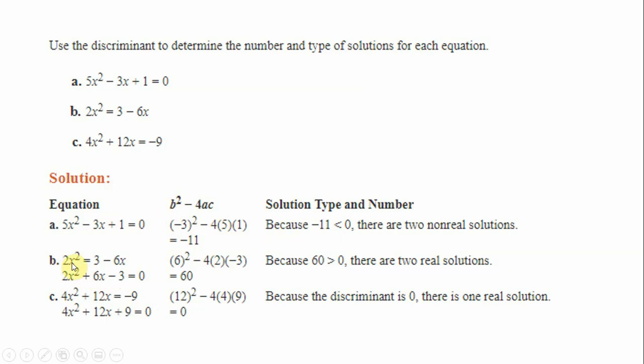Here I'm starting out with 2x squared equal to 3 minus 6x. Remember, anytime I have a quadratic, I need to have it set equal to 0 to solve. That's the only way I can solve these. So I set it equal to 0 and get everything over on one side. Looking at the discriminant, b squared minus 4ac, I've got a positive real number, so I've got two real solutions.